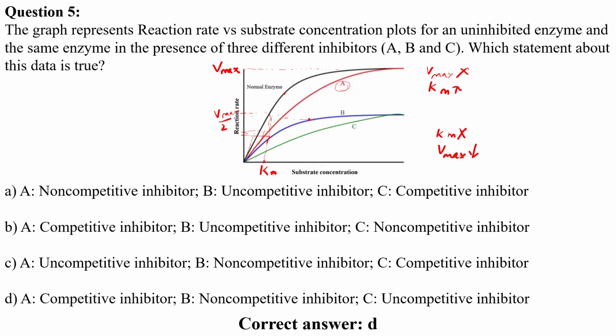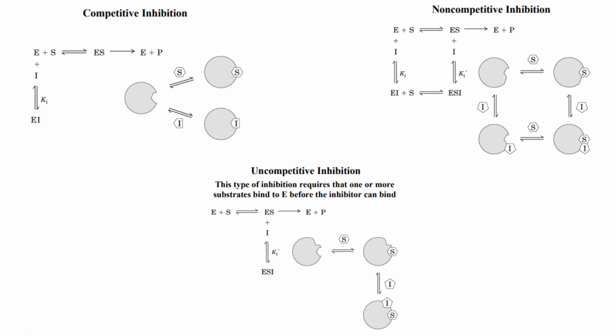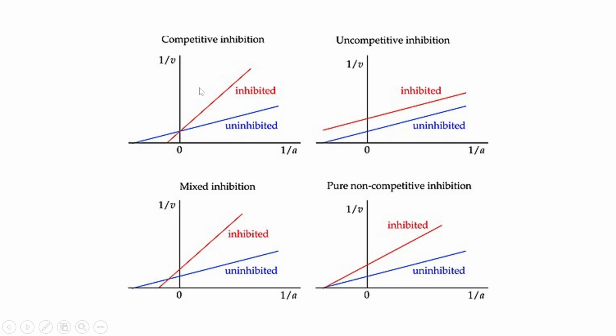So here in this case, A is the competitive inhibitor, B is the non-competitive inhibitor, and C is the uncompetitive inhibitor. This is the mechanism of inhibition in all three cases, and these are the Lineweaver-Burk plots for all three cases.